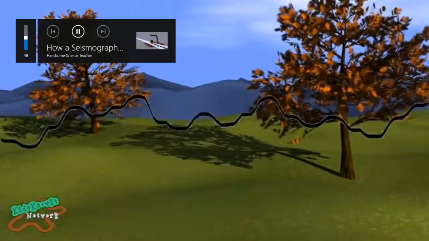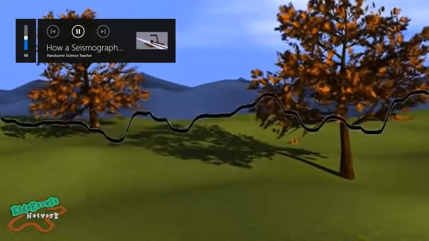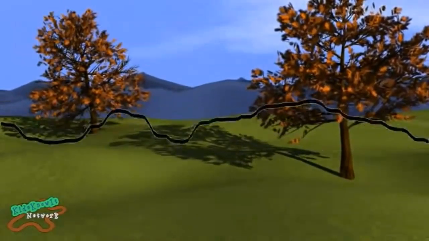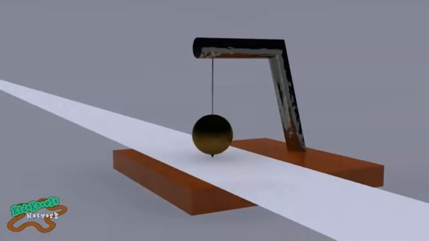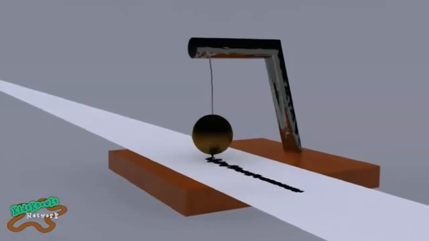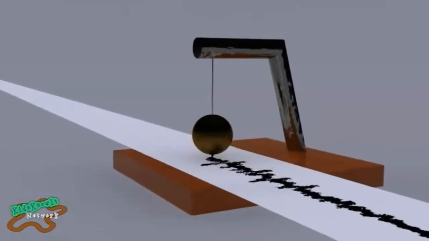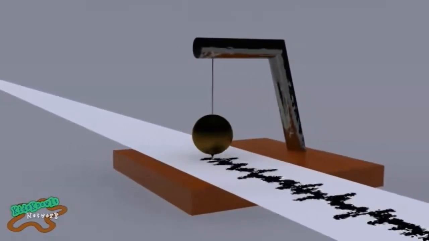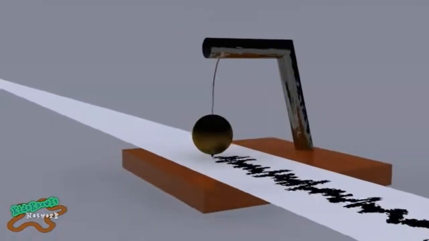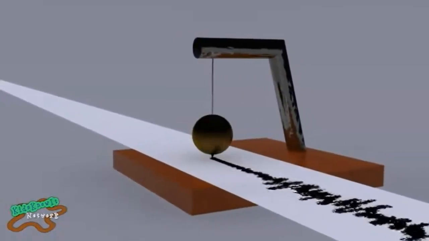How a seismograph works. A seismograph is an instrument used to measure the movement of earthquakes. A weight is suspended in a way that allows it to remain still when the ground moves. Most modern instruments use an electromagnetic mechanism for this. A writing instrument is attached to the weight, allowing it to record the movement as it happens. The word graph refers to the writing action.